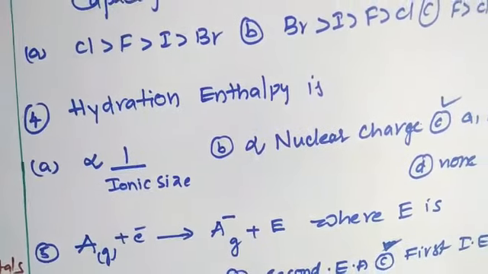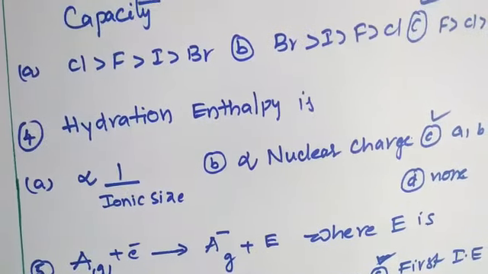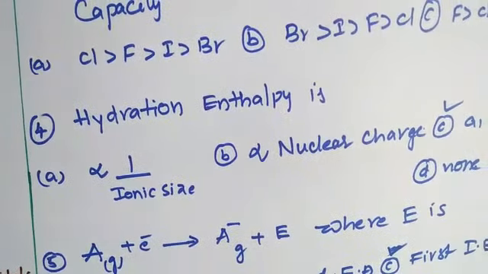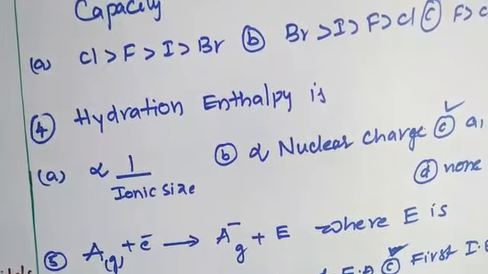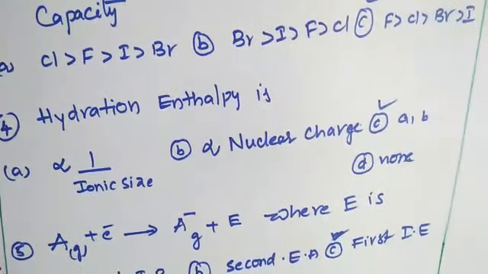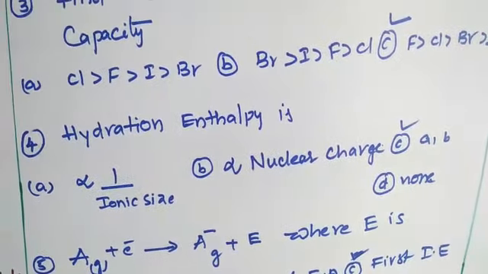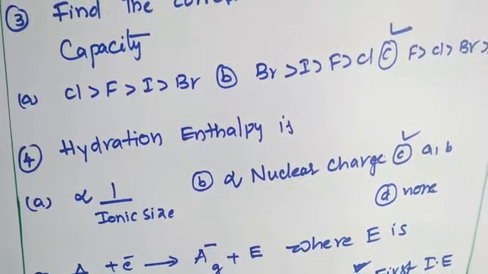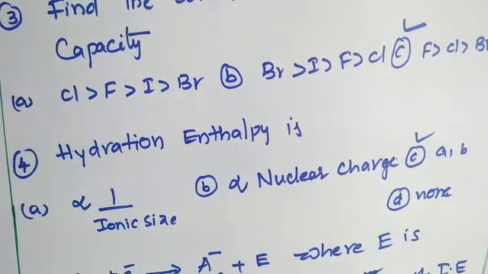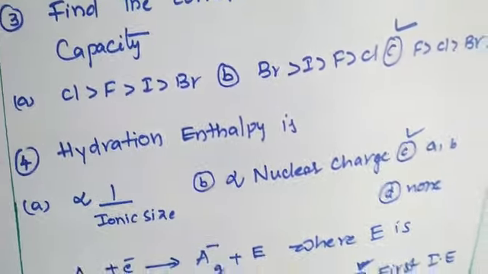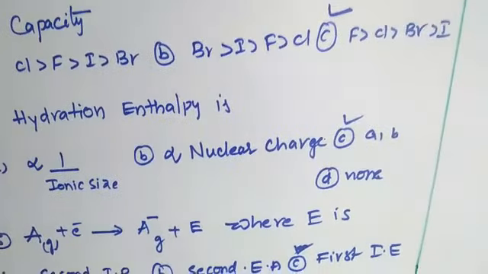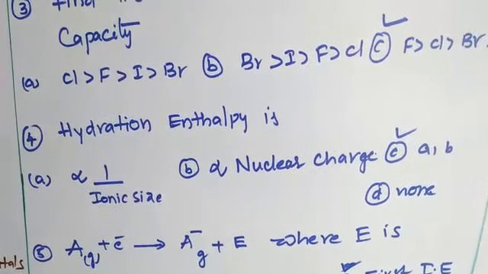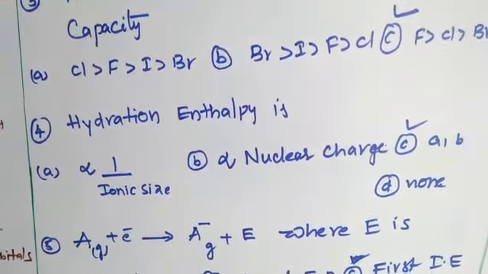In the periodic table, what is the meaning of hydration enthalpy? The hydration enthalpy is directly proportional to 1 by ionic size and also proportional to nuclear charge. So hydration enthalpy is directly proportional to nuclear charge as well as 1 by ionic size. So that's why C is the right answer. A and B are right for the hydration enthalpy of any element in the periodic table.